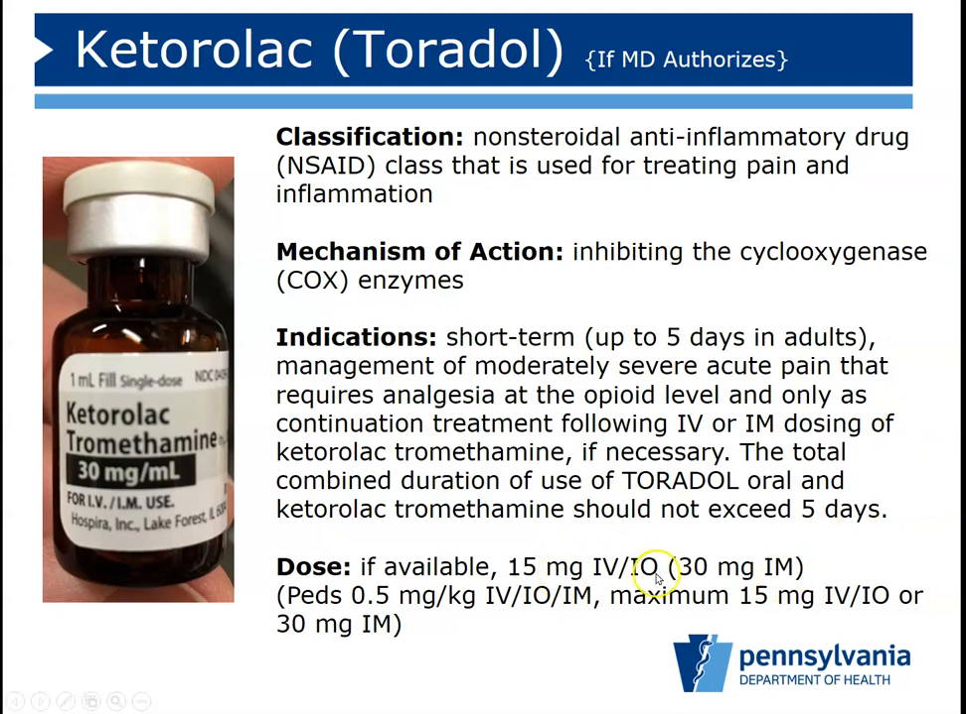So if you're going to give this, you're going to give dosages of 15 milligrams via IV or IO, and if you have to give it IM, that'll be 30 milligrams. And when we look at pediatrics, please realize that it is weight dependent, so 0.5 milligrams per kilogram via IV, IO, or IM, with a maximum dosing of 15 milligrams via IV or IO, or 30 via IM.